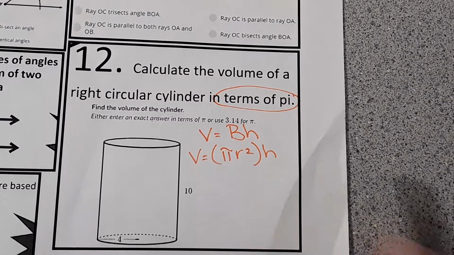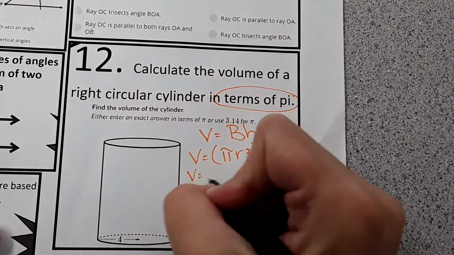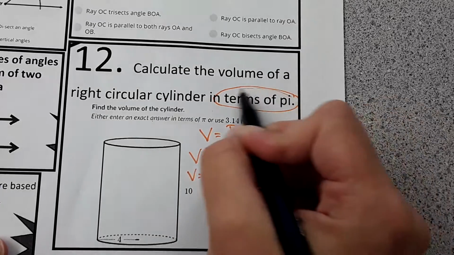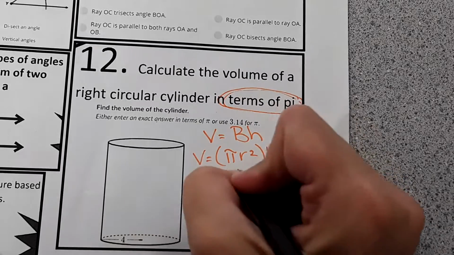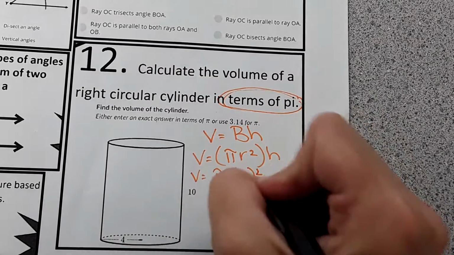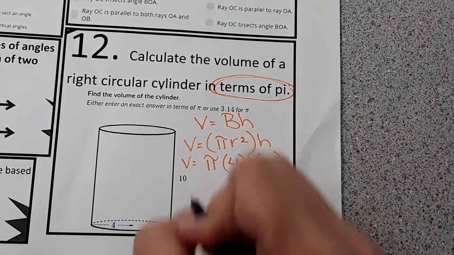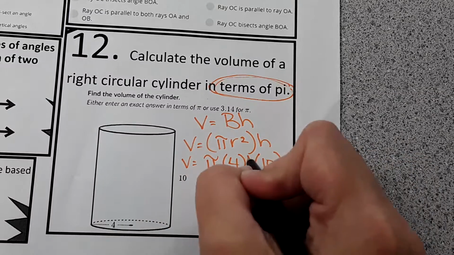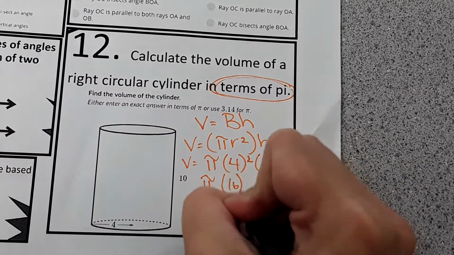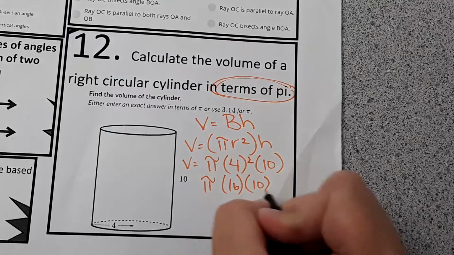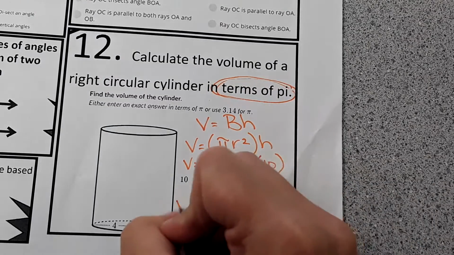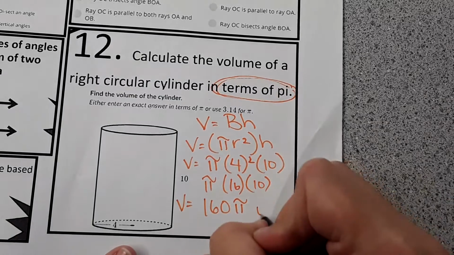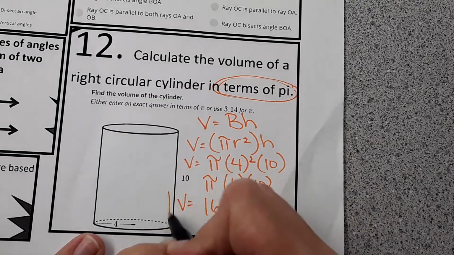Now that I have this set up, I can plug in the numbers. I'm going to leave pi as is because my answer is actually going to be in terms of pi. Radius of the base is 4 squared, and then the height of this thing is 10. Now I'm going to bring everything down. 4 squared, 4 times 4 is 16. 16 times 10 is 160, and then we just leave pi as is. So the volume is 160 pi units cubed, and that's your answer.